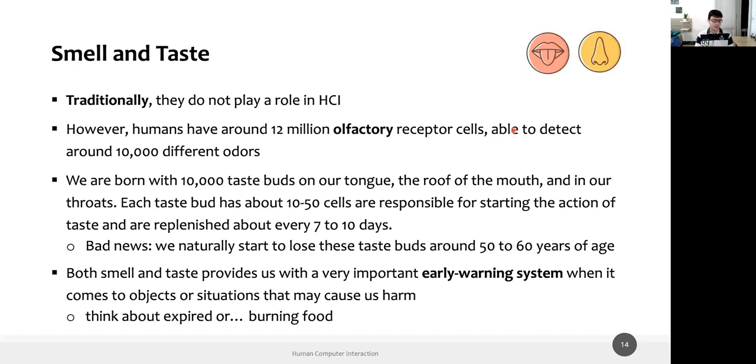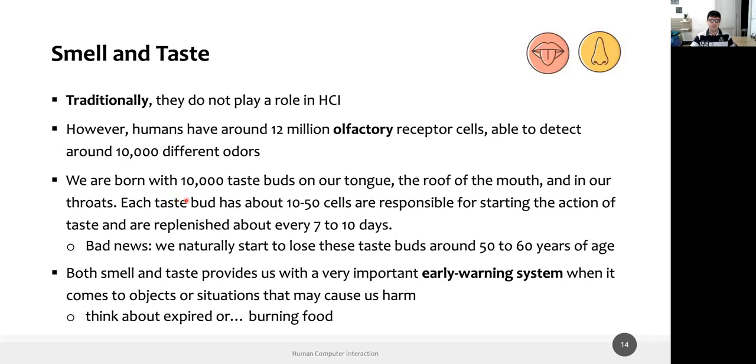You typically don't smell a user interface, or you don't have some odor coming from an interactive system, as part of your experience. And you definitely don't taste things to understand if you have a kind of feedback. So they traditionally do not play a role in HCI. They are scarcely used even nowadays, especially taste. However, smell is quite interesting as a sense, because we have around 12 million olfactory receptor cells in our nose. We are able to detect around 10,000 different odors. That is pretty much, actually. So in our life, we can identify 10,000 different odors that we smell in an environment.